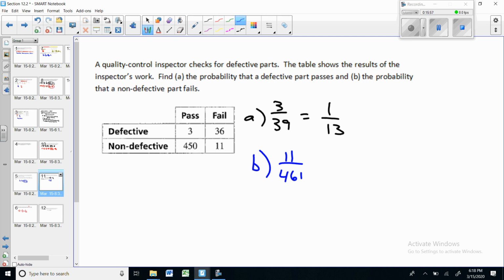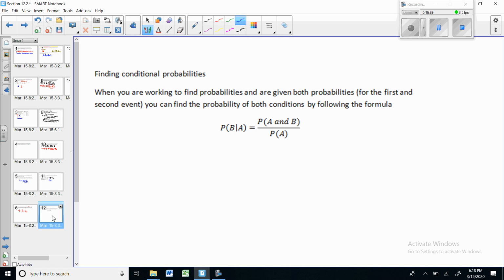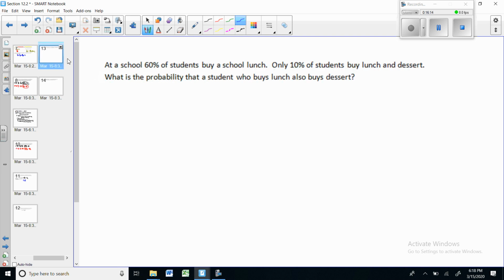Okay, the last piece for today is conditional probability. When you're working to find probabilities and are given probabilities for both the first and second event, you can find the probability of both conditions by following the formula: the probability of events A and B over the probability of A. So when we take a look at this problem, this sounds a lot more difficult than it truly is.